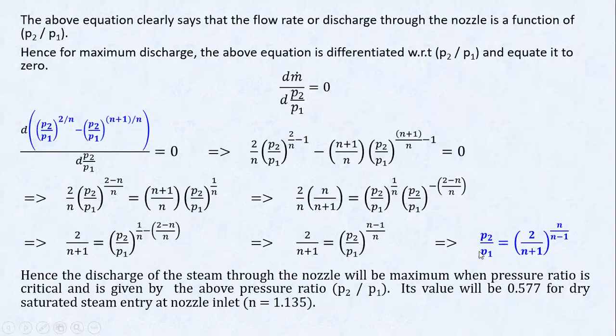So this pressure ratio is known as the critical pressure ratio, and with this pressure ratio the discharge of the steam through the nozzle will be maximum. So we should remember this critical pressure ratio expression for solving problems. And this value P2 by P1 will be equal to 0.577 or 0.58. This is for dry saturated steam entry at the nozzle, and normally its value n will be equal to 1.135.